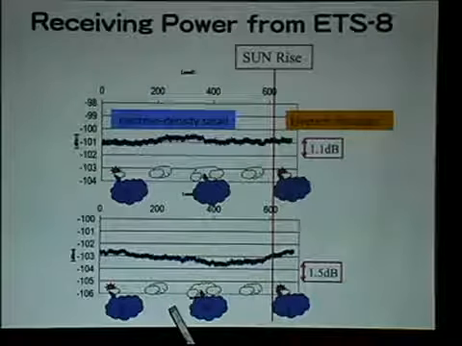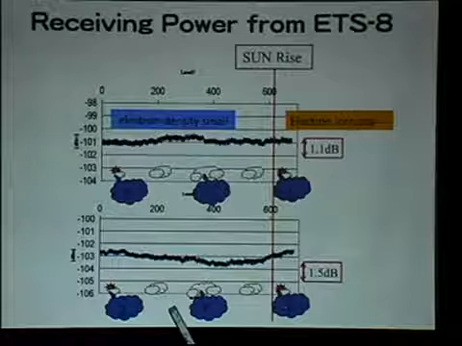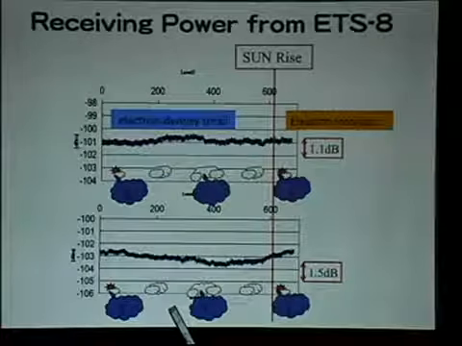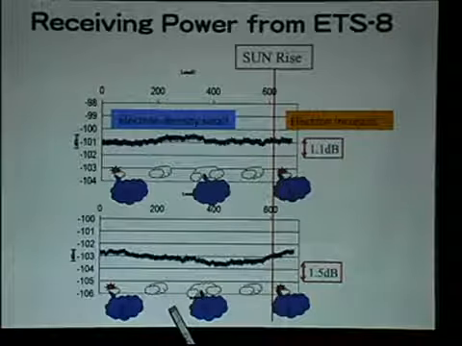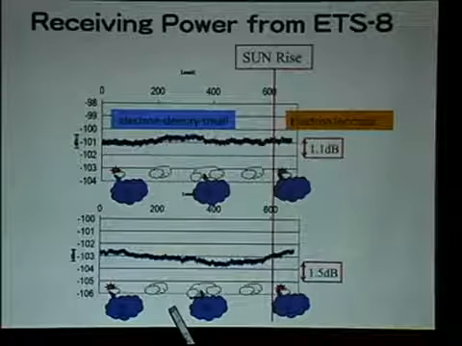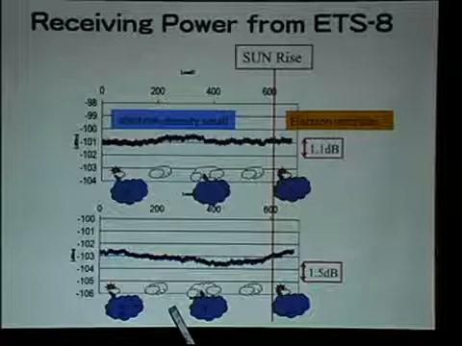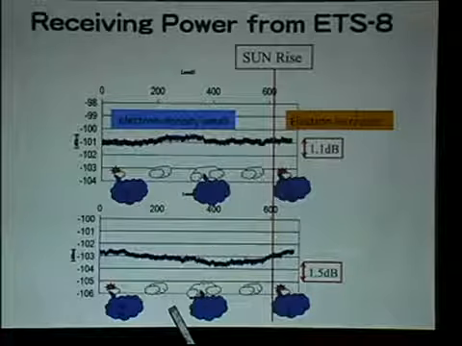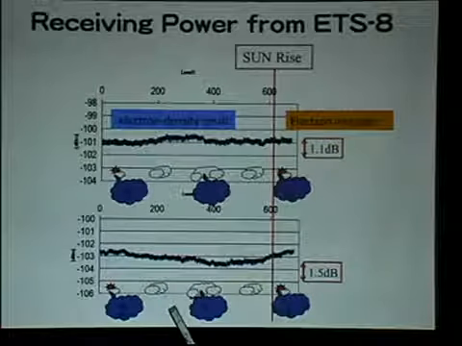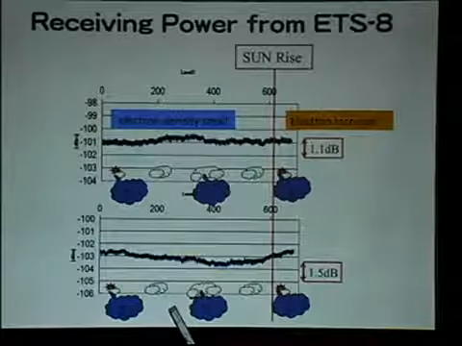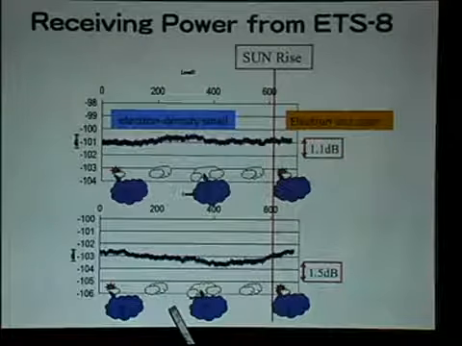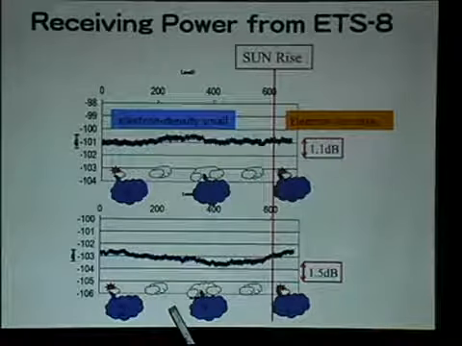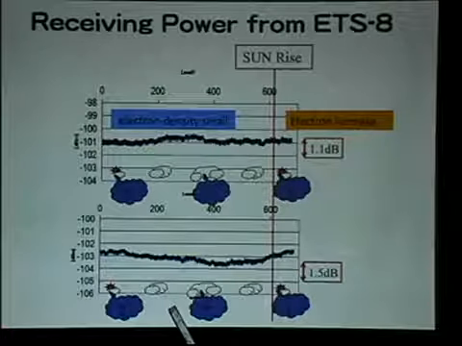And this is the sunrise. This part is night, and this is morning. Usually the electron density in the ionosphere increases like this. So if we had influence from the ionosphere, the receiving power must change. But this data shows no change, so it means no influence from the ionosphere.